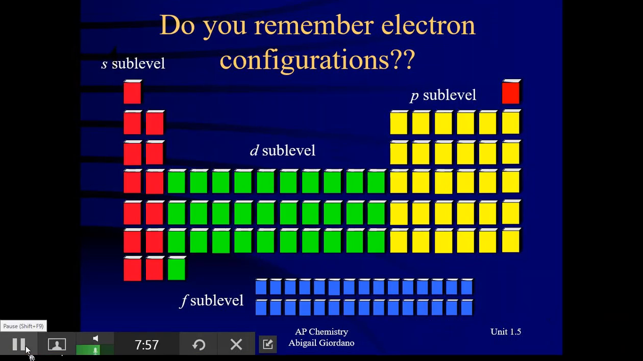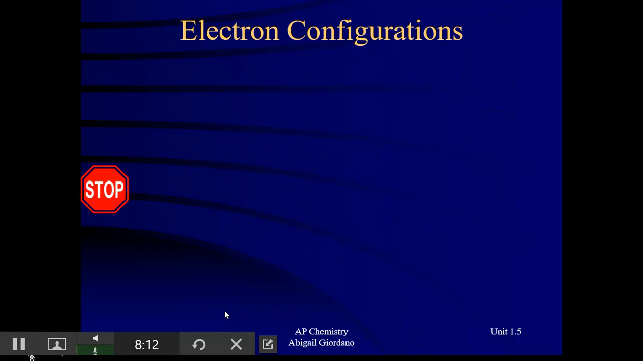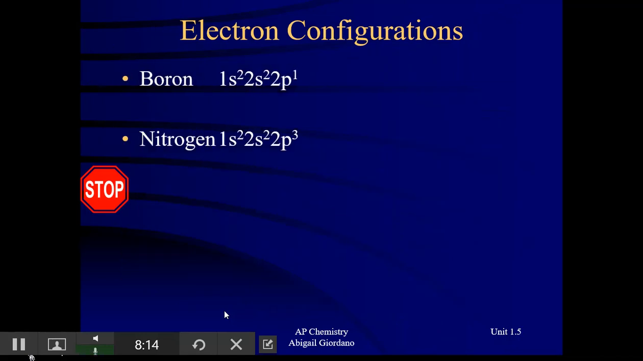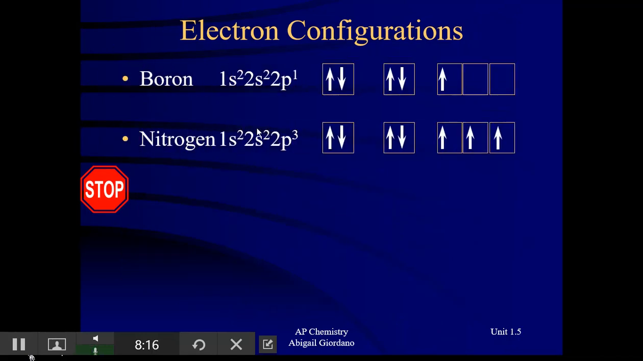Okay, in all honesty, we really don't go down into the F level. There are so many exceptions to the rule when you go down into the F sublevel that the AP exam has decided that they just don't even want to bother with that, which is fine with me. So just to refresh your memory, these are just some more examples here for boron and nitrogen.